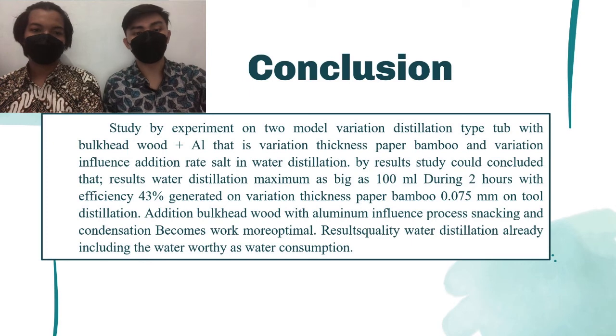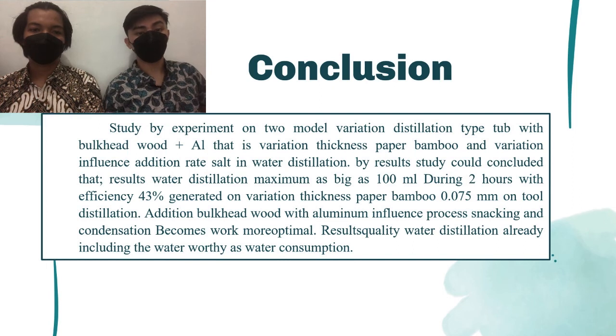From the conclusion of the research obtained experimentally, two variations of the distillation model of tub type with the wooden plate and the aluminium, namely variation in the thickness of the bamboo paper and variation in the effect of adding salt content, to distillate water. Based on the result of the study, it can be concluded that the maximum yield of 100 milliliters of distillation water for 2 hours, with an efficiency of 43%, is produced by the variation in the thickness of 0.075 mm bamboo paper in the distillation unit.